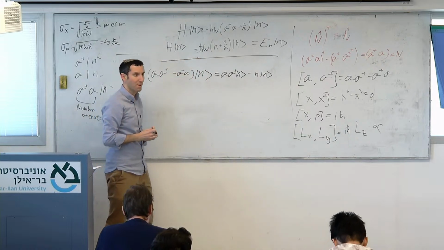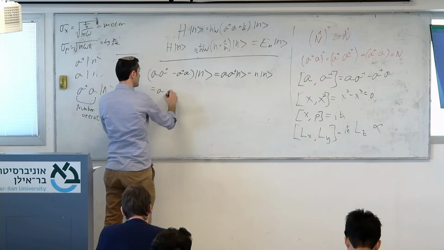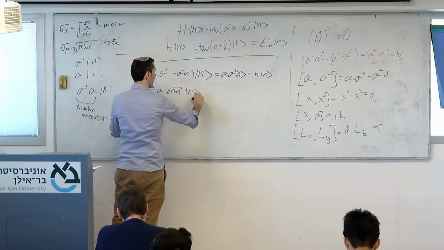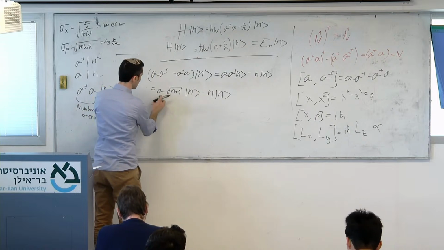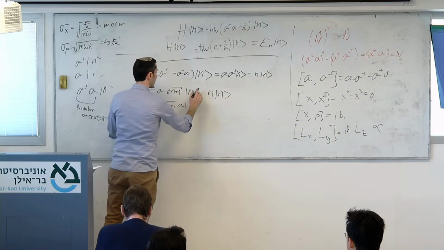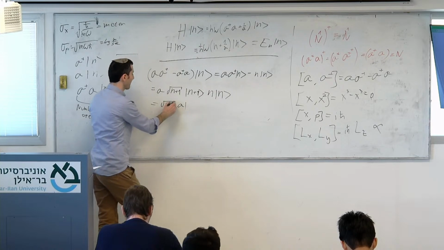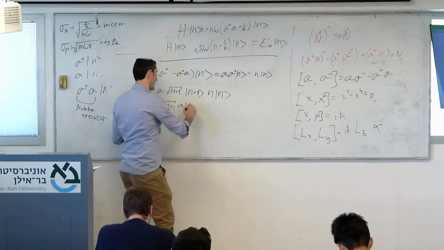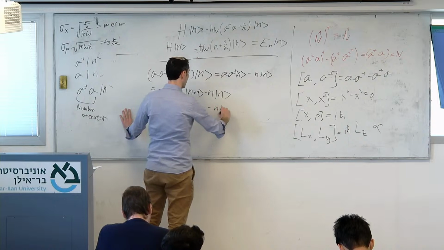Okay. Now when A dagger acts on N, it gives square root of N plus 1 times N plus 1 minus N. Let's do it slowly. It's a plus 1, of course. That's what I wrote. So here I just switched the order of these two. I'm allowed to because this is a number. A times N plus 1 minus N.